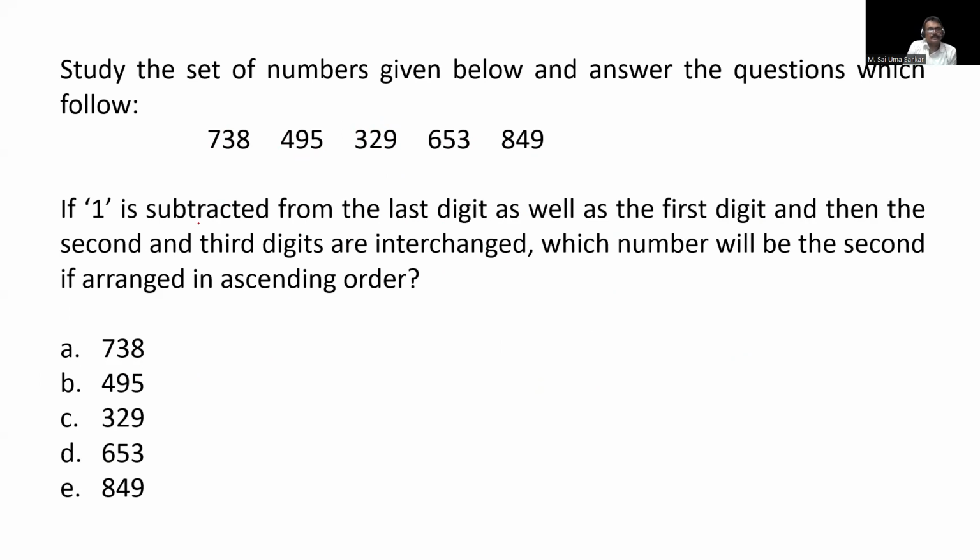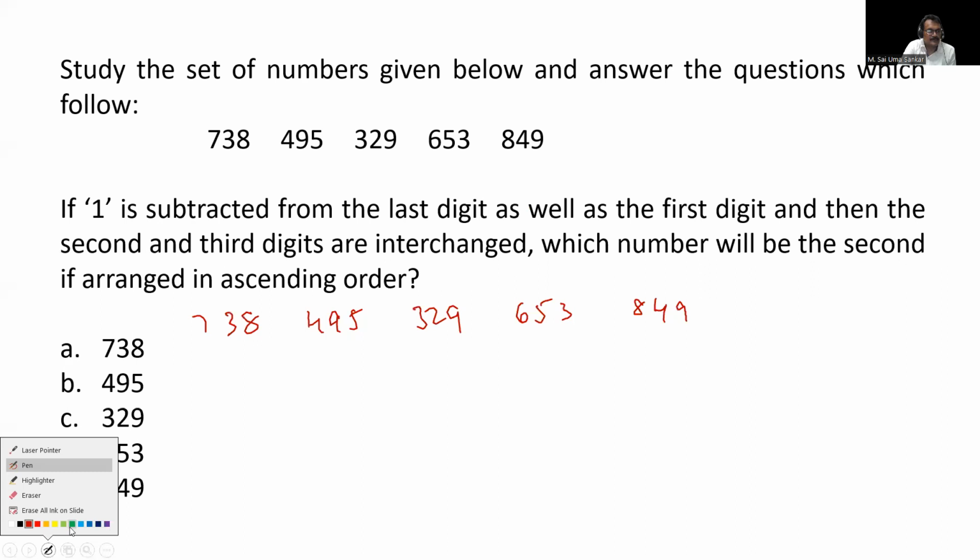Next, if 1 is subtracted from the last digit as well as the first digit, and then the second and third digits are interchanged, which number will be the second if arranged in ascending order? Numbers are 738, 495, 329, 653, 849. 1 is subtracted from the last digit as well as the first digit. Okay, now subtracted 1.